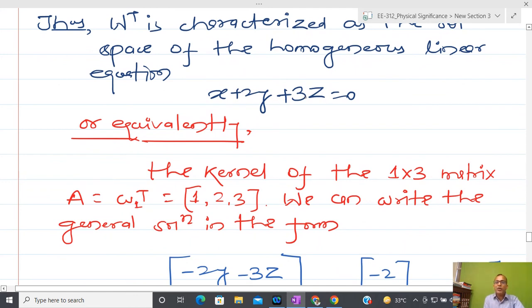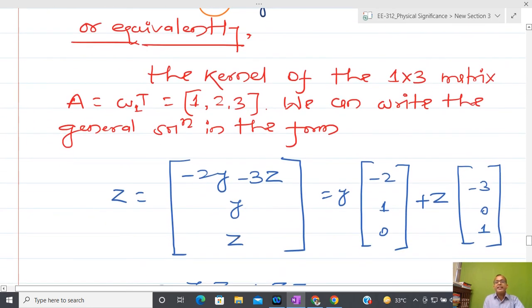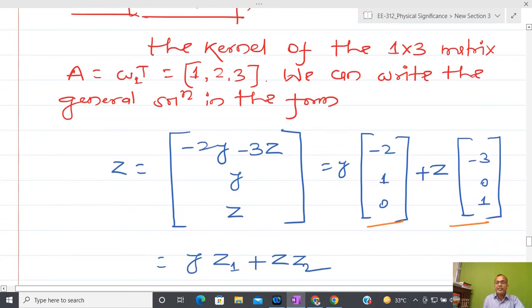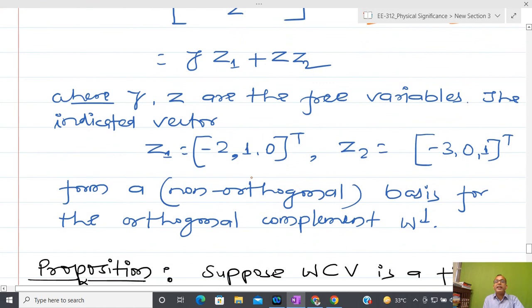So if I fix two unknowns, then I can identify the one dependent unknown based on the other two. So I am assuming y and z are known to me, so I can fix x, and in this way I can generate that kind of complement space. The complement space is nothing but like this, and here z1 and z2 are the indicated basis, which are obviously not orthogonal, and for y and z you can take any values.